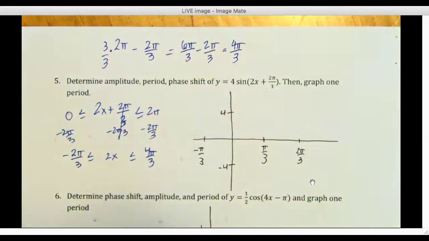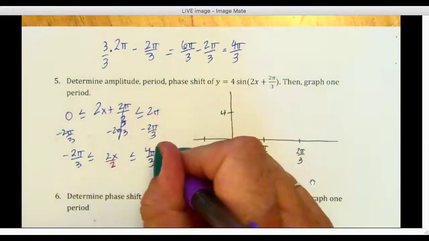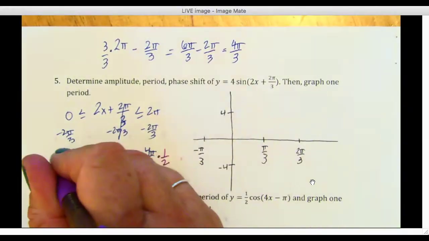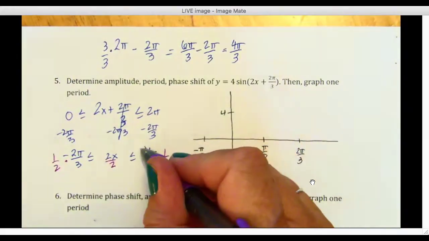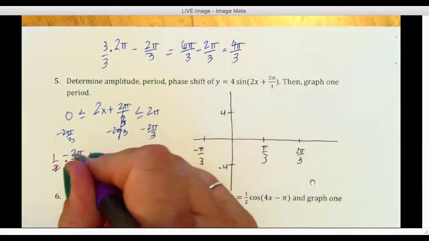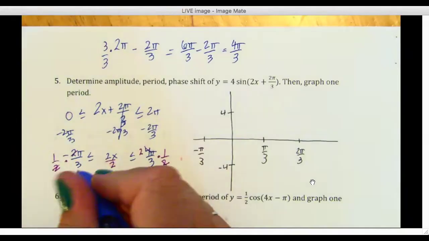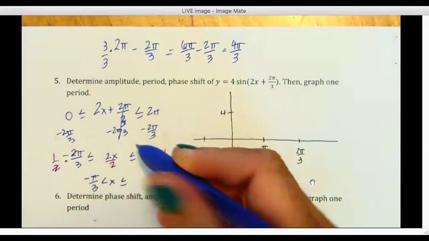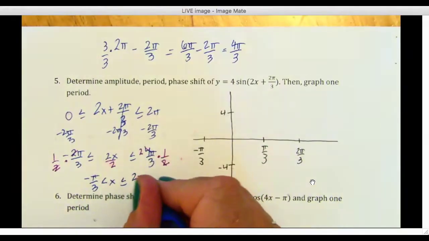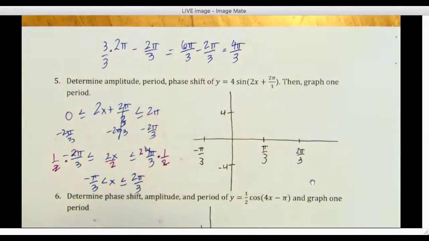All right, and then the next thing I need to do is divide by 2, or I can multiply by 1/2, which is the same thing. And doing it that way, it makes it a little easier for us to reduce our fractions here. So now my graph starts at negative pi over 3 and then ends at 2 pi over 3. And this is the sine graph.